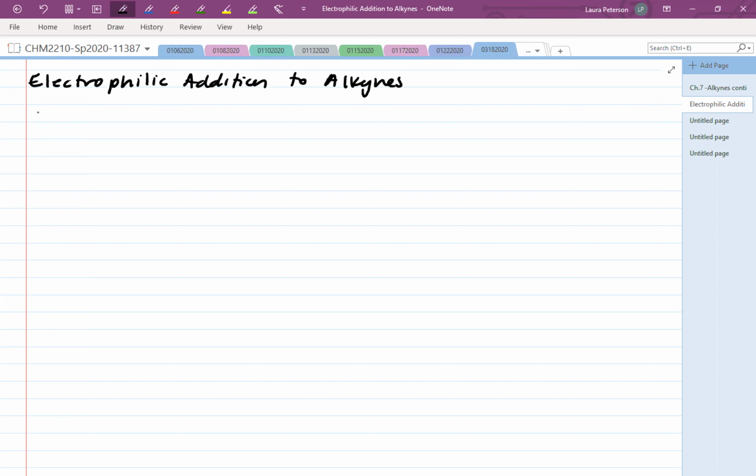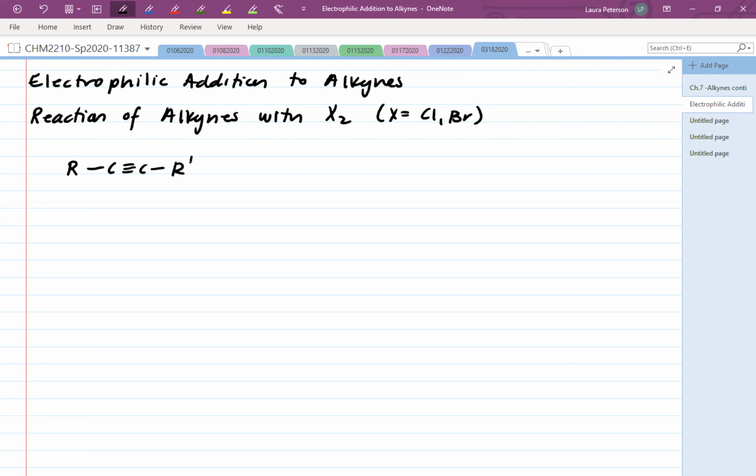Our first reaction then is going to be the reaction of alkynes with X2. Again, X is going to equal chlorine or bromine. Let's look at the overall scheme of this reaction. We're going to have our alkyne, and for now I'm just going to indicate an internal alkyne, and we'll talk about internal versus terminal alkynes as we go through some examples.